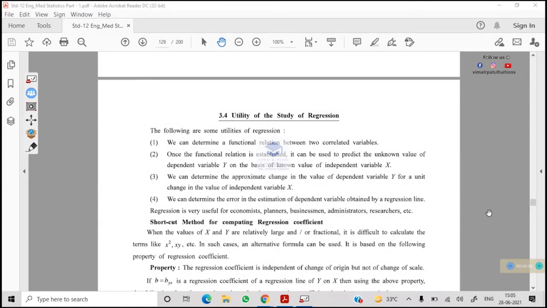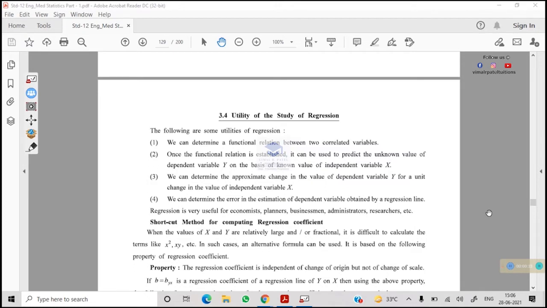Utility or usefulness of regression. This type of question can be asked in your 2 marker or 3 marker. So first, we can determine functional relationship between two correlated variables. If two variables are having some sort of cause and effect relationship, then we can have idea about the mathematical or functional relationship among them.